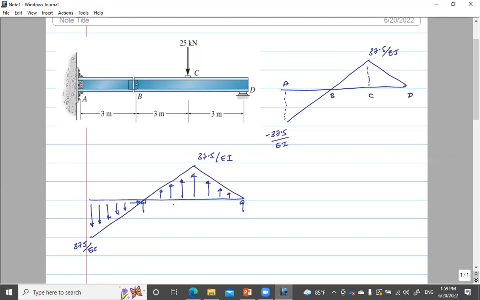Now for this setup, I need to find these reactions, RB and RD. Can you find me the reactions RB and RD? So you have to do the same thing: balance vertically upward, balance all the forces horizontally, and take moments.